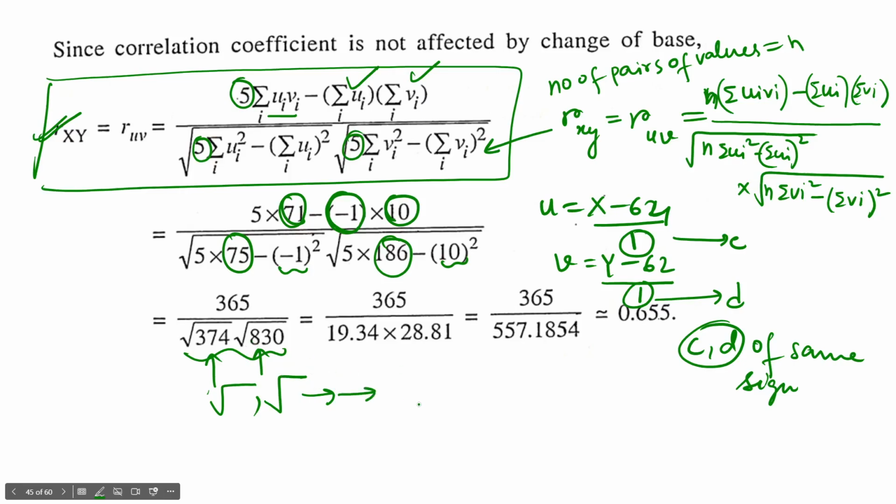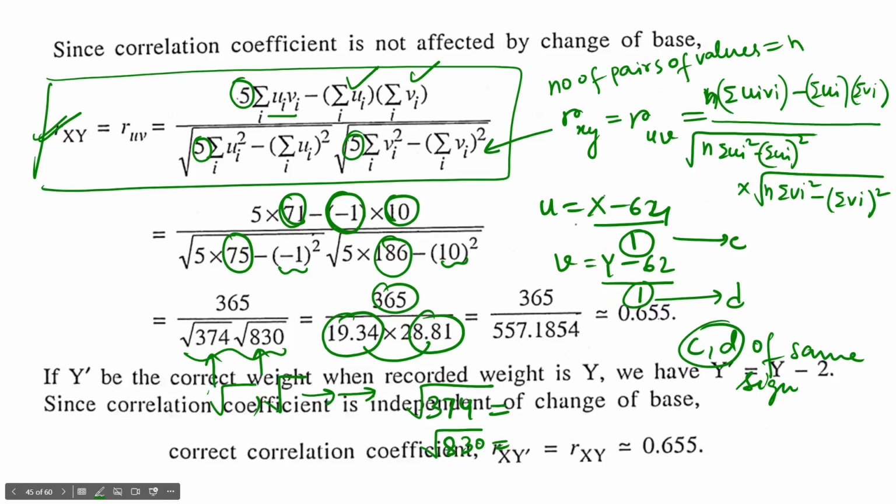So in the exam, that will be given in your question. 374 is given in your question, 830 also is given in your question. Suppose this is given, then you can put the values. So this is 19.34 and this is 28.81. After that you can calculate very easily. You can multiply this, and dividing two values is not very difficult, so you can calculate that also.